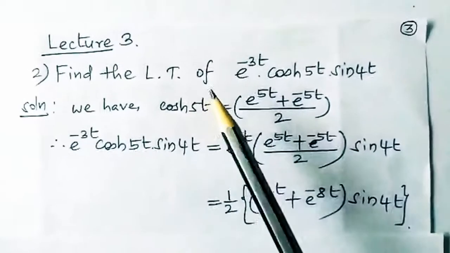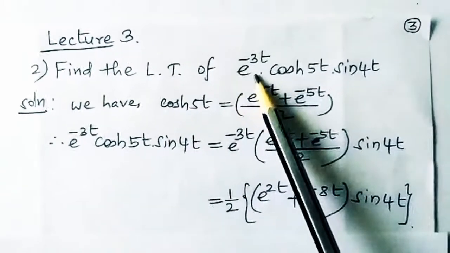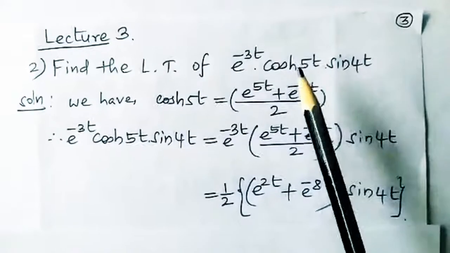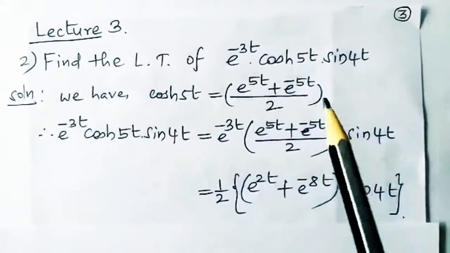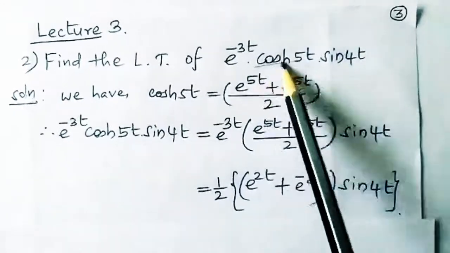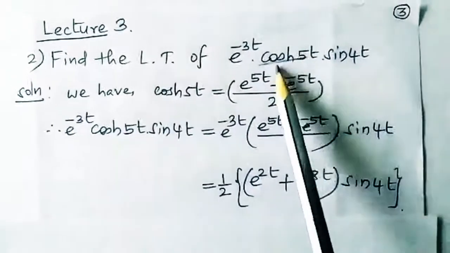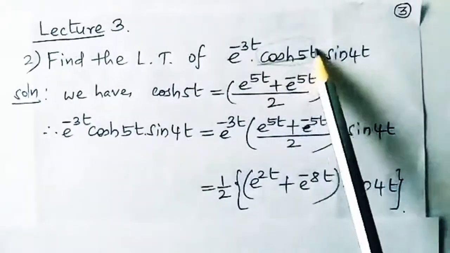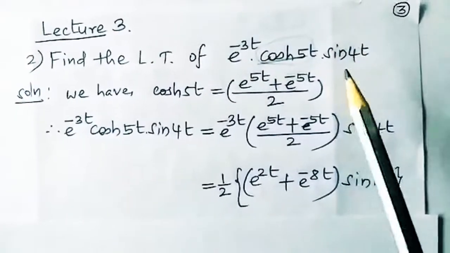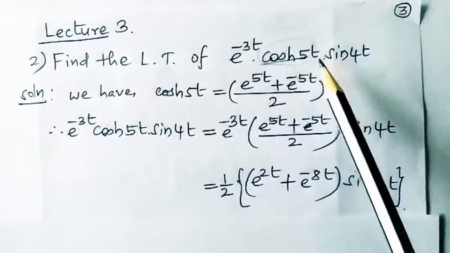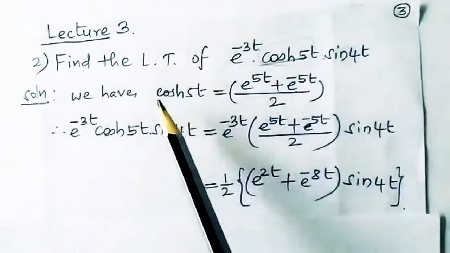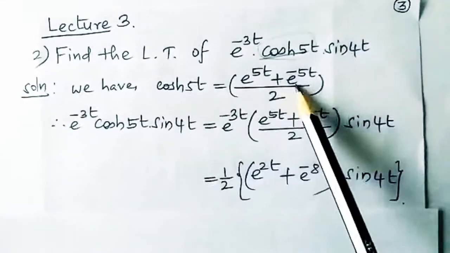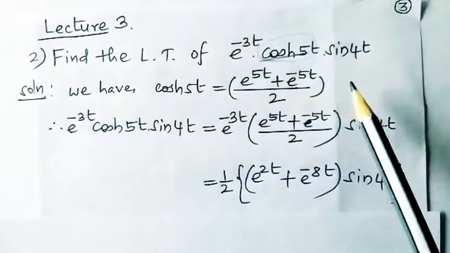Next. The next problem. Find the Laplace transform of e to the power of minus 3t cosh of 5t sin of 4t. In the general observation, whenever we come across a hyperbolic function, in this particular case cosh of 5t, we try to simplify or express it in terms of an exponential form. So we have cosh of 5t as e raised to 5t plus e to the power of minus 5t divided by 2.